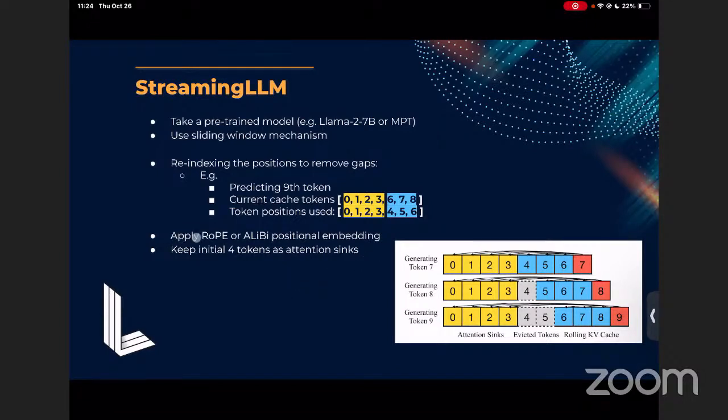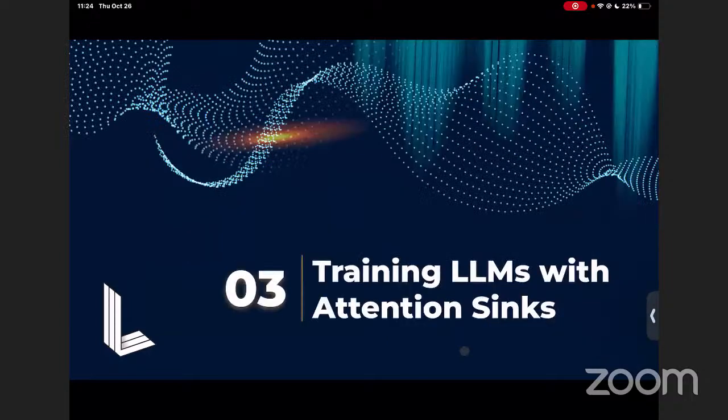And then we would apply either rotational position embeddings or alibi positional embedding to the model, and then keep the initial 4 tokens as attention sinks, these 4. Okay, so since we found this mechanism that works, the authors asked, could we just train these LLMs with an attention sink to begin with?